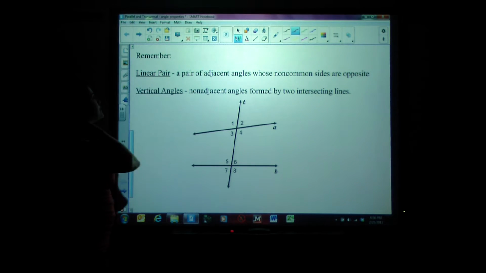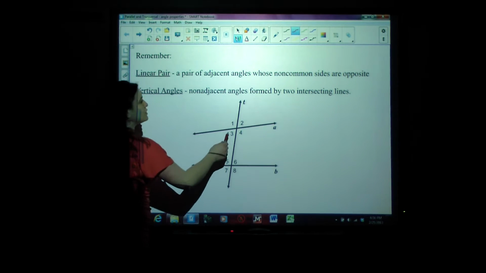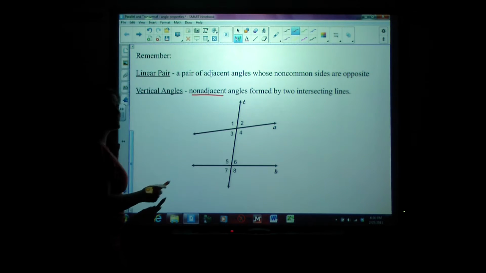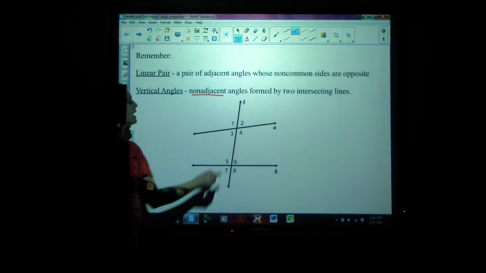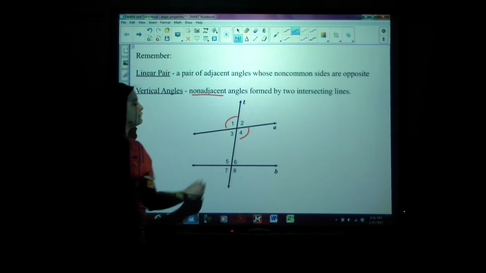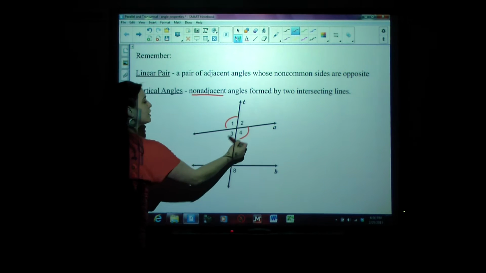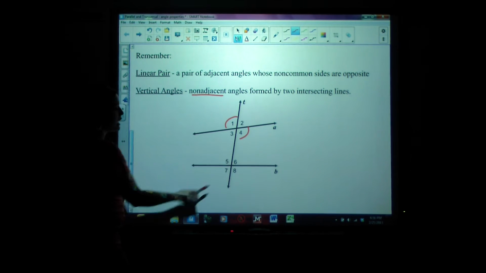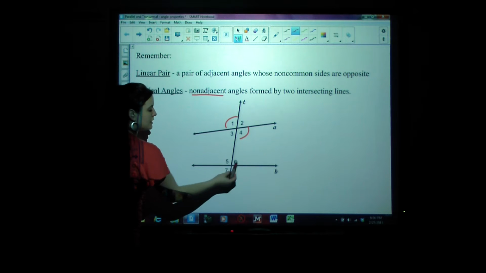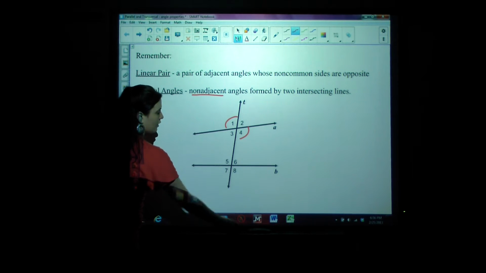Next, vertical angles. They are non-adjacent angles formed by two intersecting lines. So if two lines intersect, the only two that are non-adjacent, meaning not touching, not sitting side by side, are angles like this, 1 and 4. 2 and 3 are vertical. 5 and 8 are vertical. 6 and 7 are vertical.